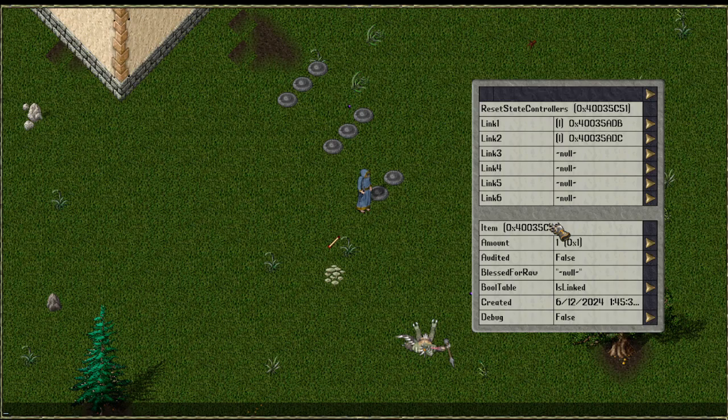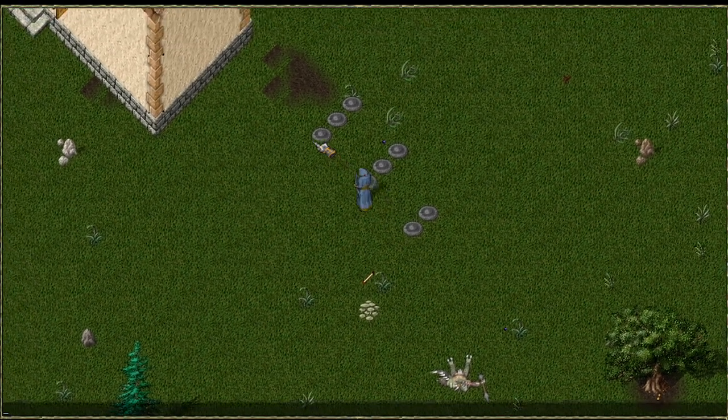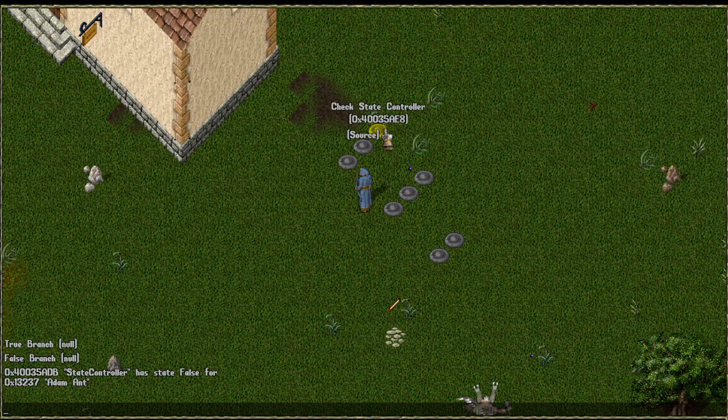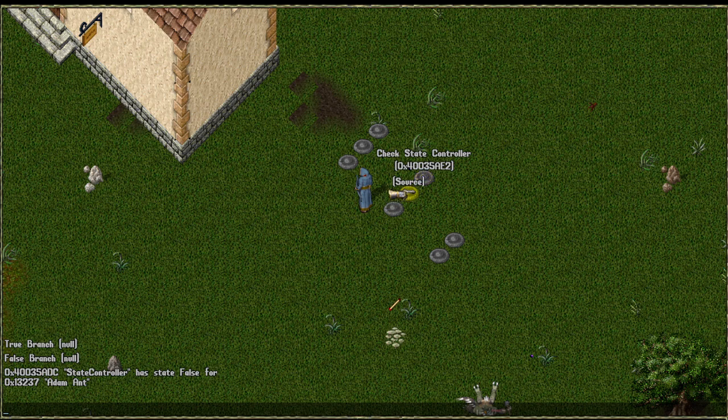We can see that works because of debugging aids I built in several videos ago. Let's just see how the debugging works. This one here is a check state controller, and it's going to show you the state controller it's looking at. It says it has state false for Adamant. That's correct. I haven't completed this leg of the quest. Same thing here. It's looking at this state controller, and it has state false for Adamant.